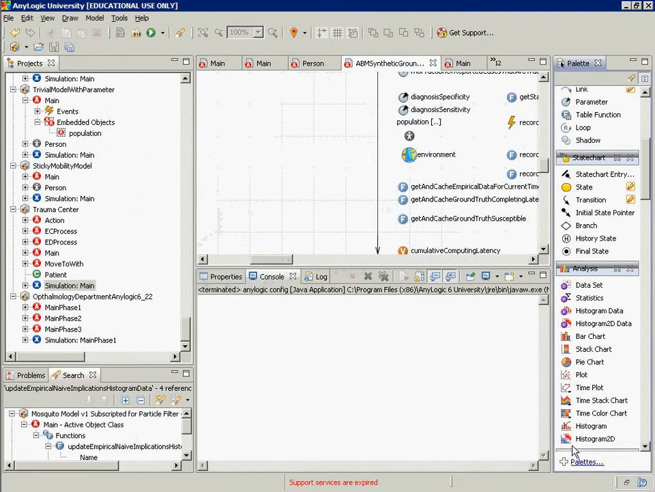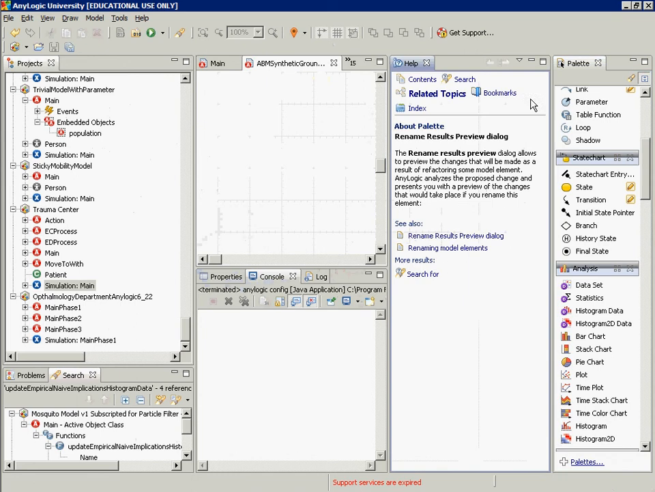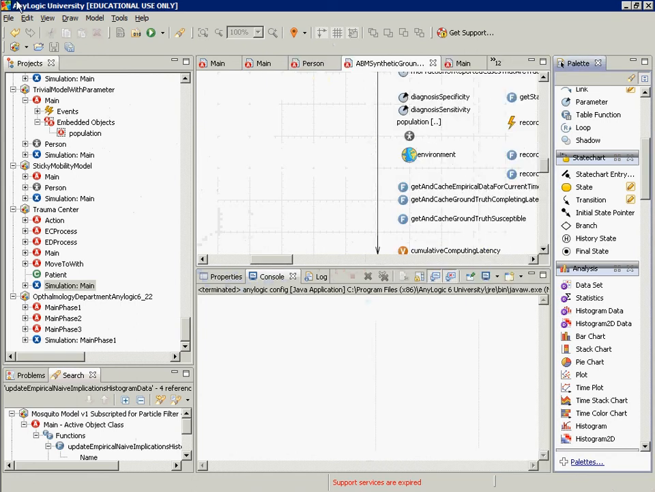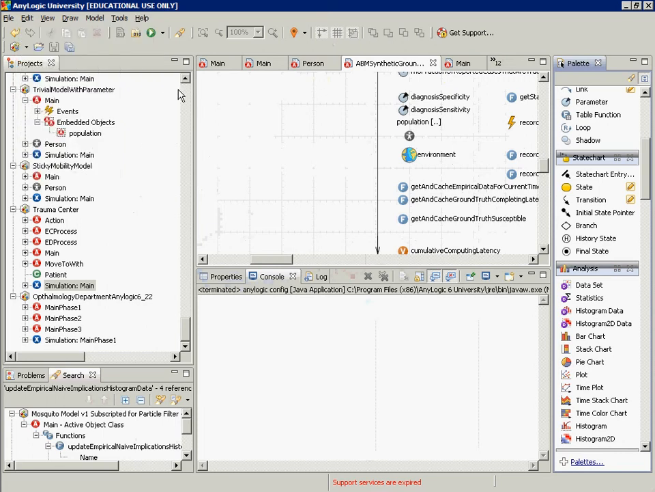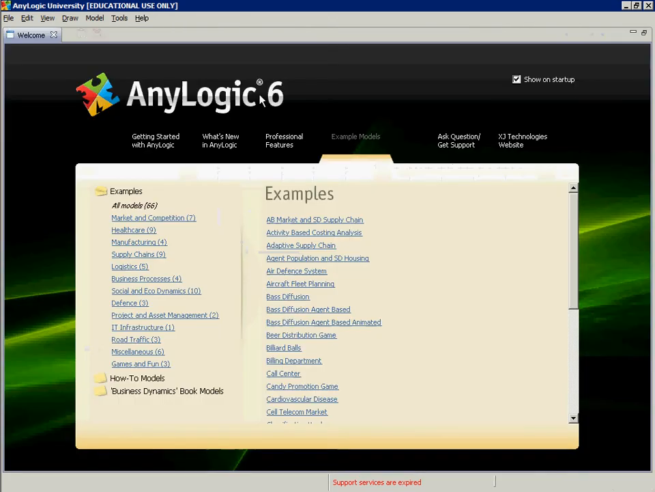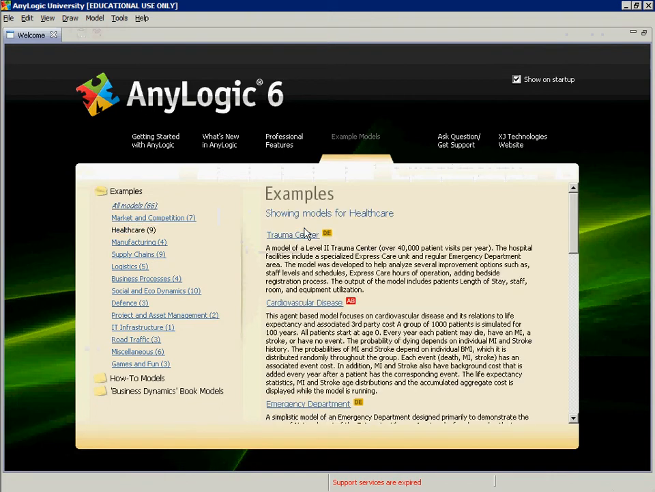So let me see if I can. I closed it, but you should be able to select it from the set of models under healthcare. I think it's the very first of them, if I'm not mistaken. So here, healthcare, examples on the left, and there's the trauma center. And you'll notice that's marked as what's called discrete event.